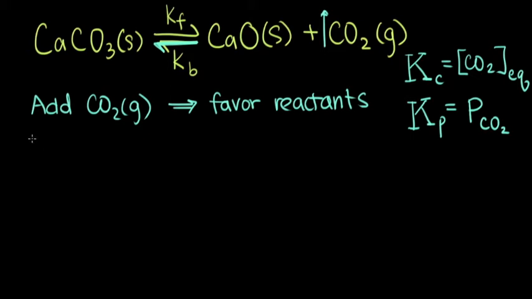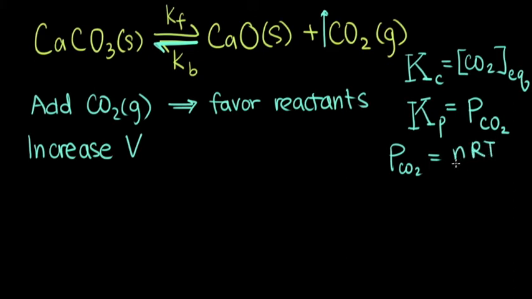We're going to think about what happens when you increase the volume of our container. We can rewrite the partial pressure in terms of the volume. Using the ideal gas law, the partial pressure of CO2 is equal to the moles of CO2 times RT divided by the volume. Similarly, we can rewrite molar concentration as moles divided by volume. Since volume is in the denominator, increasing the volume of our container will make our pressure go down. So our partial pressure of CO2 will go down, and we won't be at equilibrium anymore.